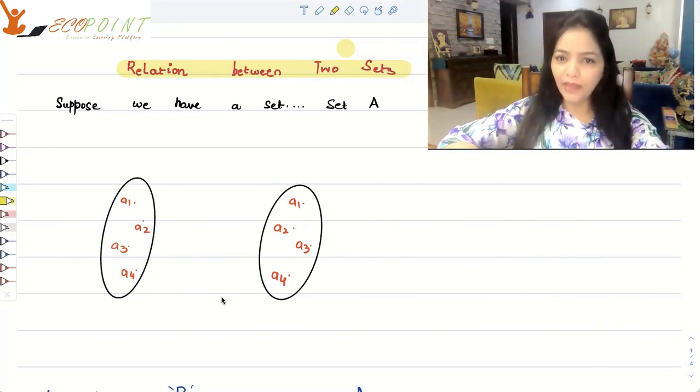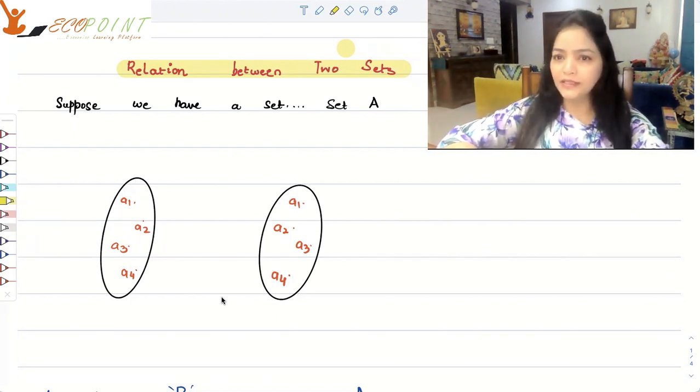So, we by now know what sets are. We by now know what subsets are. Given a set or two sets, we can now describe relationship between the elements of the two sets. So, we will today talk about relation between two sets. I'm going to start with a simple situation before defining it formally.